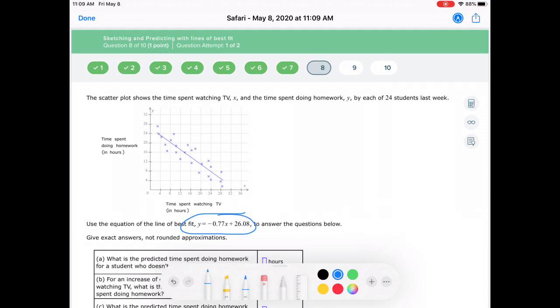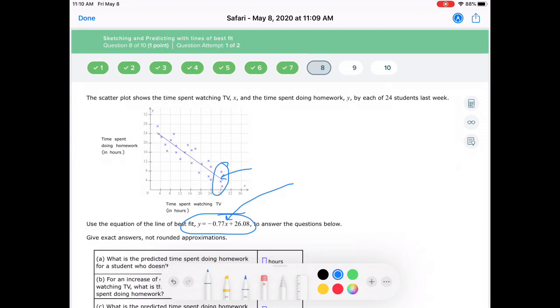For example, let's say that they wanted to know about someone that was watching 28 hours of television. How much time would they be spending on homework? Well, if you notice, we've got kind of 3 people that are around 28, and not a single one of them is actually on that line. But when we're using a line to make a prediction, we would talk about that point right on that line, right there. That is what we would use for a prediction. And more specifically, we would put 28 in for that X.